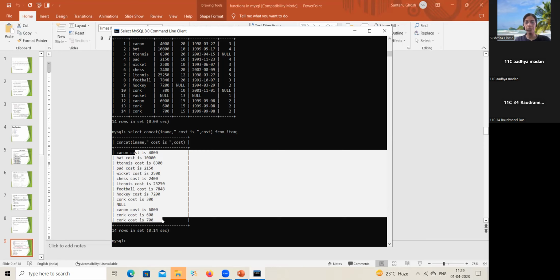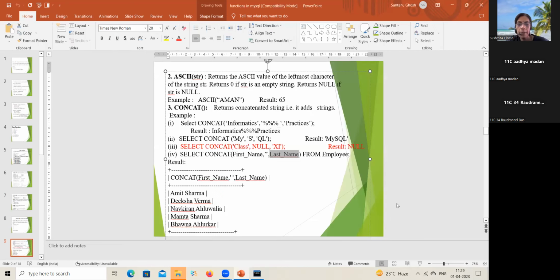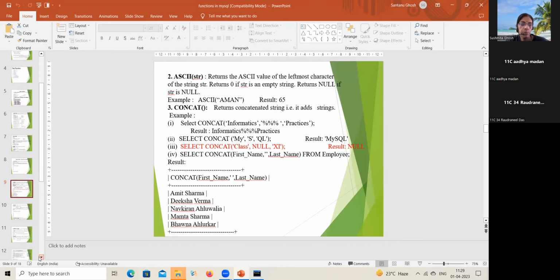Do you understand why I am calling these functions single row functions? You're getting output for every single row. That's why I call them single row functions. Okay? That's my concat function. Okay. Let's move further.